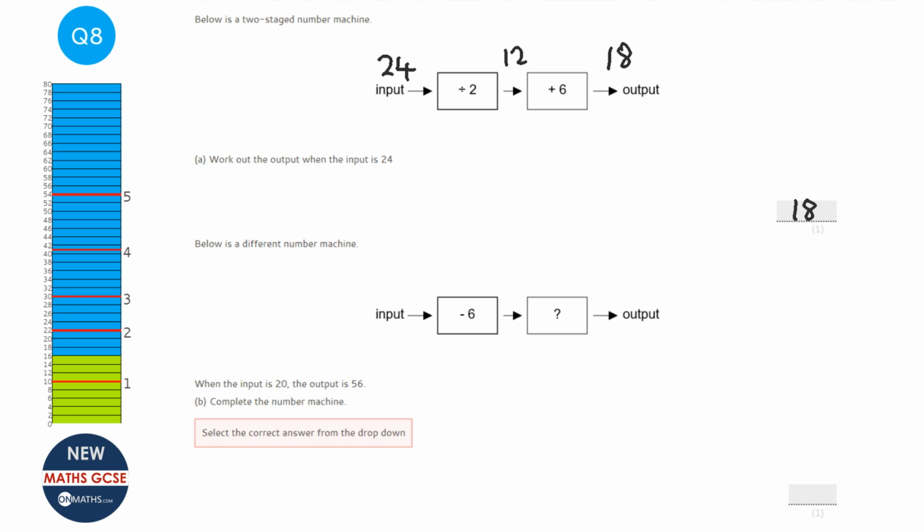Now there's a different number machine here, but we've got a missing function. So we know we're going to take away 6, but we don't know what then. So it says when the input is 20, the output is 56. So it says complete the number machine. So what's the function? Okay, so 20 take away 6 is going to be 14. Now I've got to think to myself, well, there's multiple ways of doing this, and that's absolutely fine. Okay, so we can either add 42, and that's an absolutely fine answer, or we can times 14 by 4.